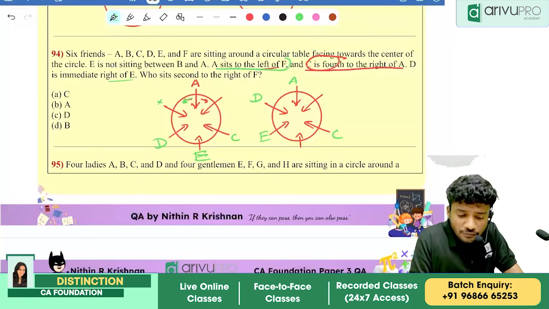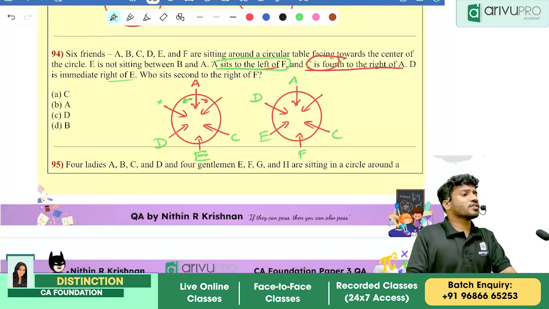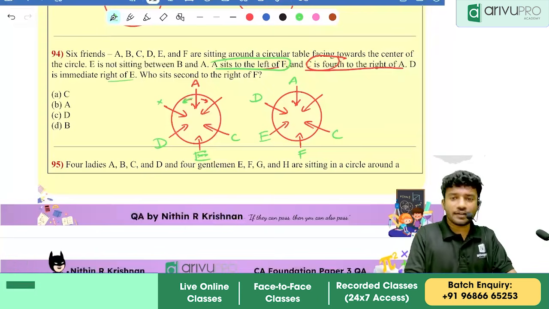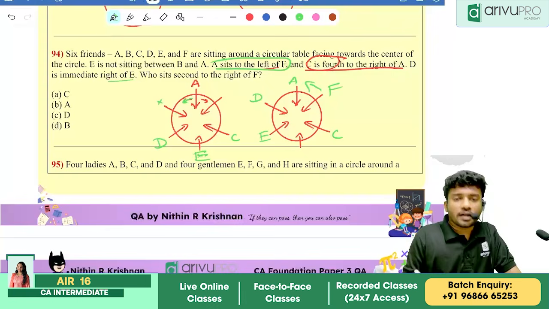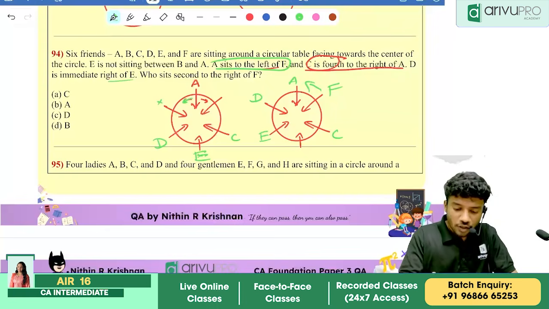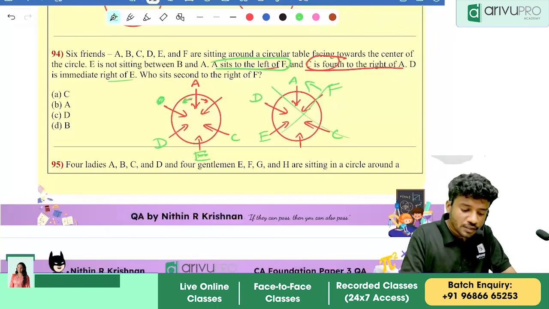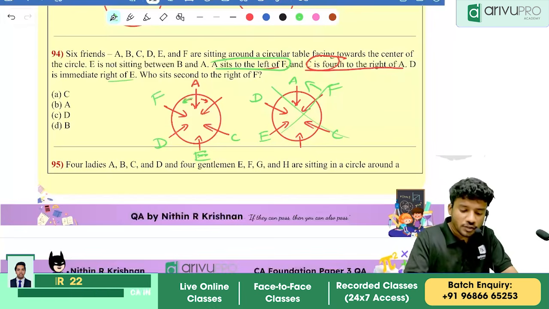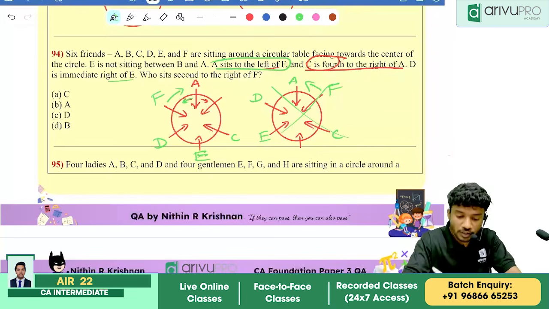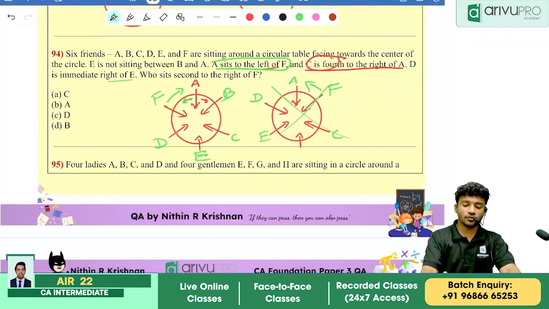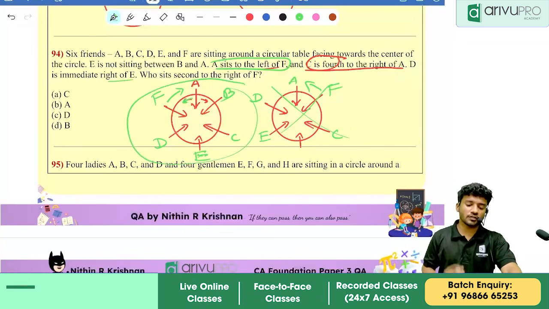A sits to the left of F. If F sits here, F is opposite to A. That is not left of F. If F sits here, A is right of F. Is that correct? No. Then where will F sit? F will be sitting over here, so that A will be left of F. Who is remaining? B is remaining. So which is the correct picture? First one is our correct picture.